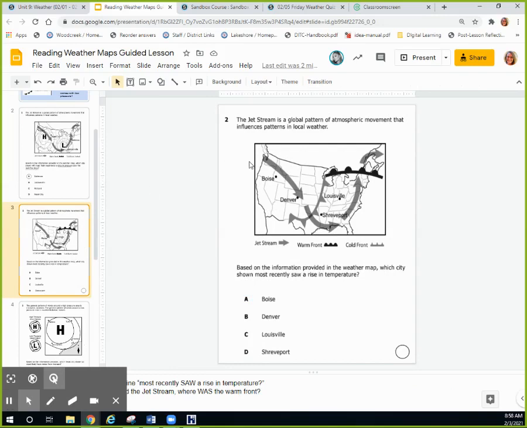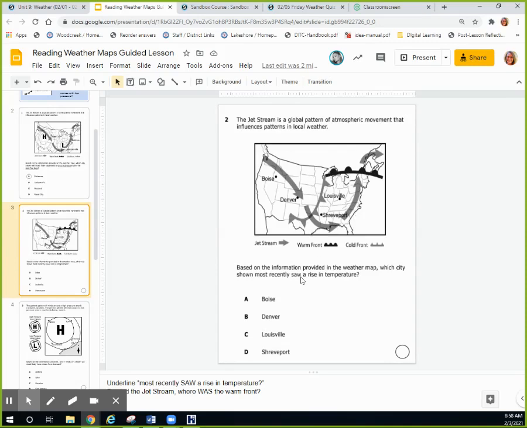For our second question, it mentions a jet stream again, and how it influences local weather patterns. We have our key, which is the same, but now we can see that the jet stream is illustrated. We have a cold front represented by the triangles, and we have a warm front.